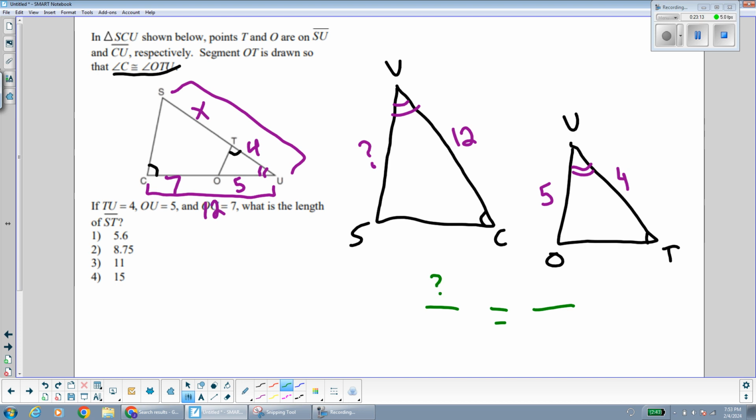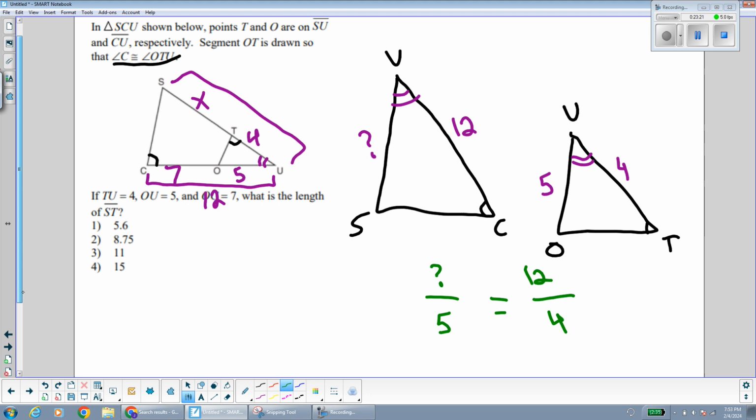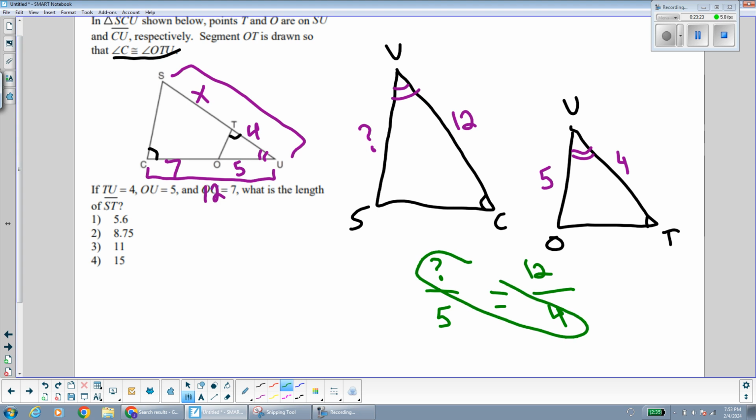And I want to find this side, and it corresponds to this side. And I also have this side, and that corresponds to this side. So I can cross multiply. I'm just going to label that as x. So 4x equals 12 times 5, 60. And then divide by 4 on both sides, and we get 15.